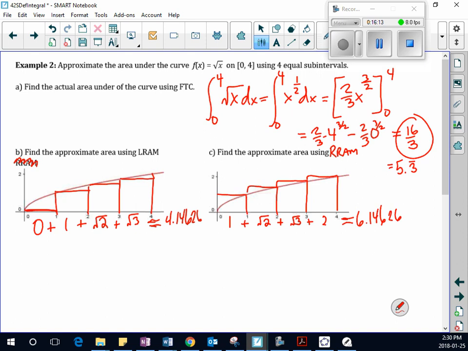So guess what happens if I want you to take the LRAM plus the RRAM and divide that by 2, just to get an average of the two.